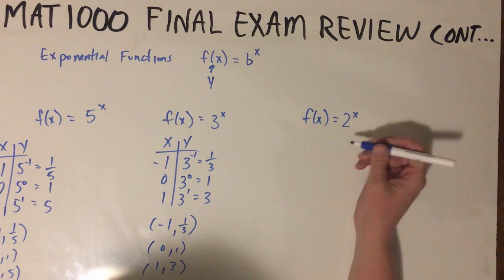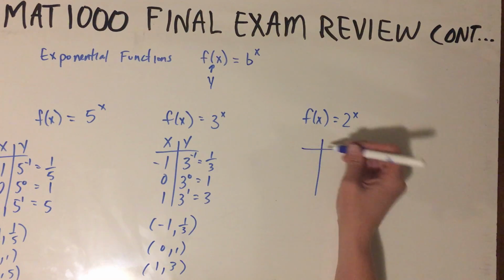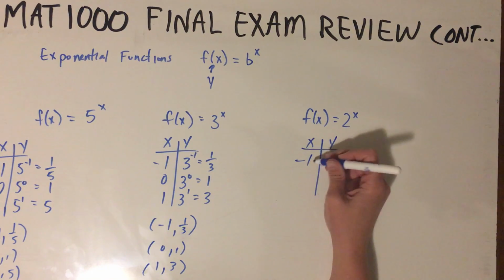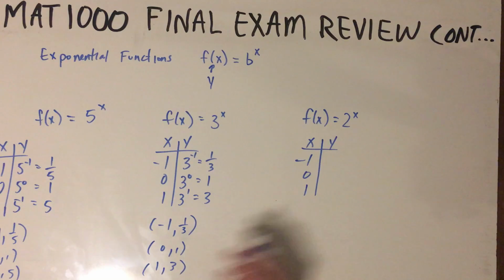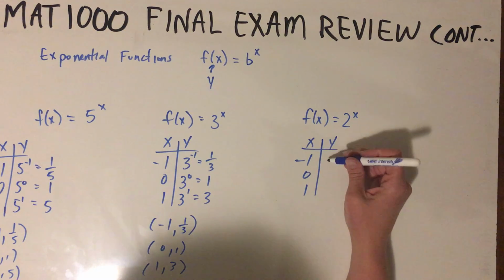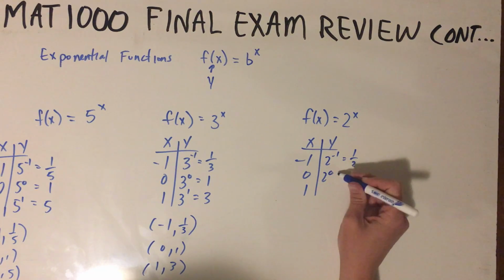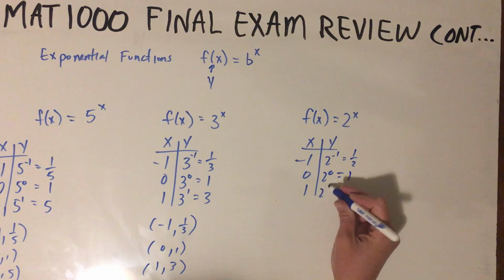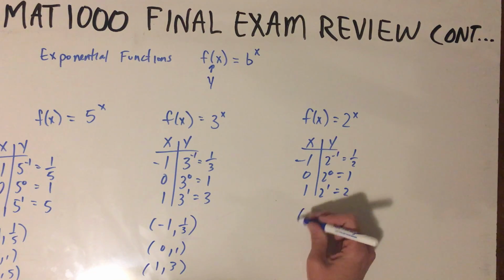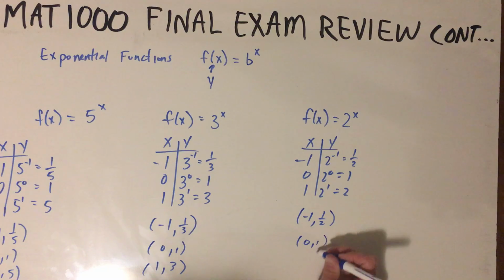Now let's do 2 to the x and plug in the same points. This is a concept that I want to make sure we cover thoroughly: how to graph an exponential function. We can do this by plugging in points. If I have 2 to the -1, this gives me 1/2. If I have 2 to the 0 power, this gives me 1. If I have 2 to the first power, this gives me 2. So again, here are my ordered pairs.